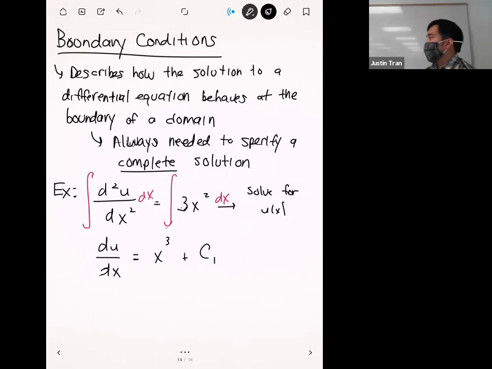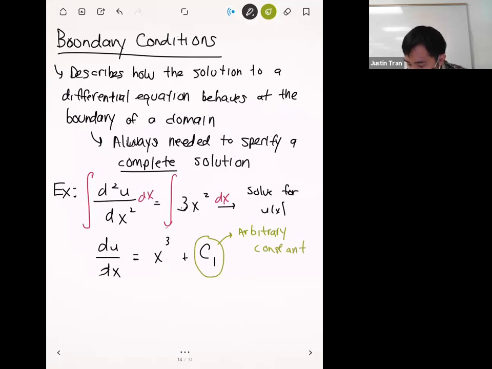And since we were performing indefinite integrals, we have to add this arbitrary constant, right? And so just a reminder, this C1 is an arbitrary constant. Because remember, when we're integrating and we're not specifying the bounds for the integration, our solution is only valid up to an arbitrary constant. Okay.